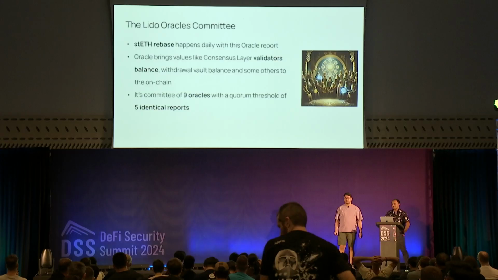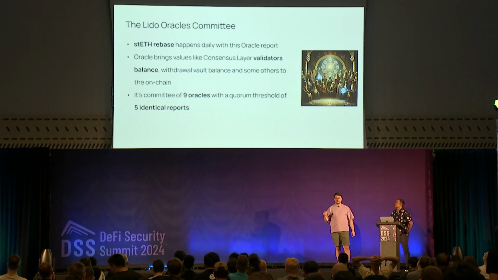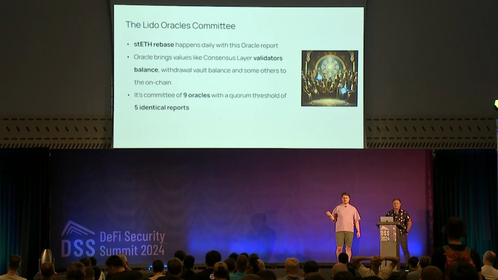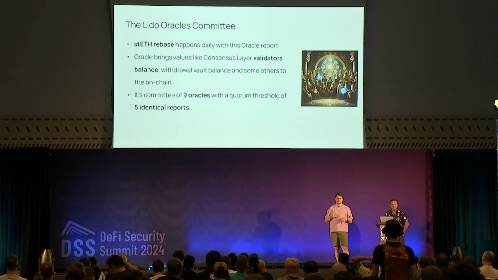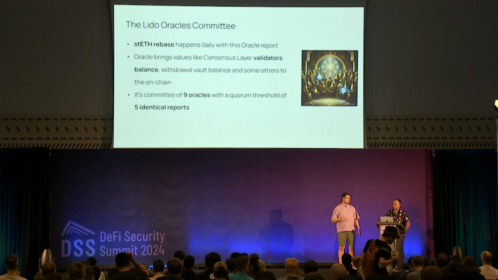The first thing is the committee. The stETH rebase happens every day with the Oracle report. The Oracle brings values like the consensus layer validators balance, the withdrawal vault balance, and some other data, and it recalculates the value of the token. It's protected with a committee of 9 independent oracles, and only if 5 identical reports are received from 5 different oracles can this data come through.